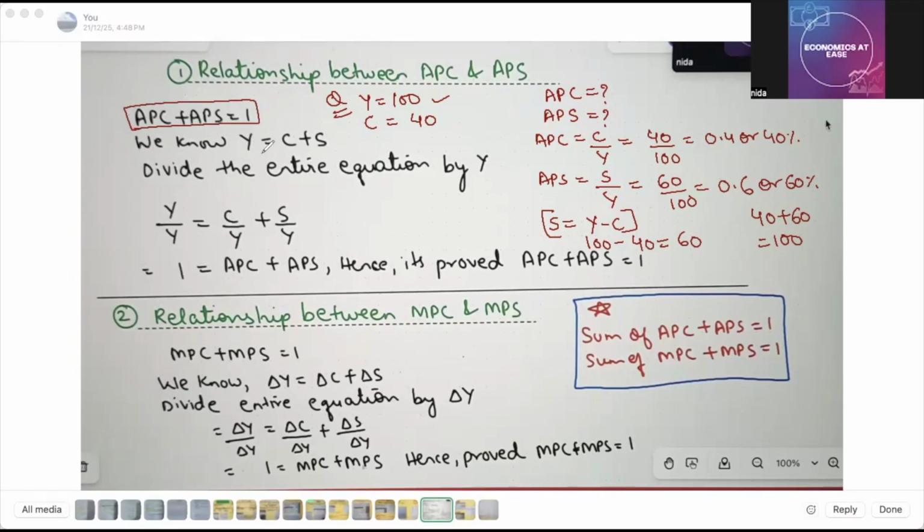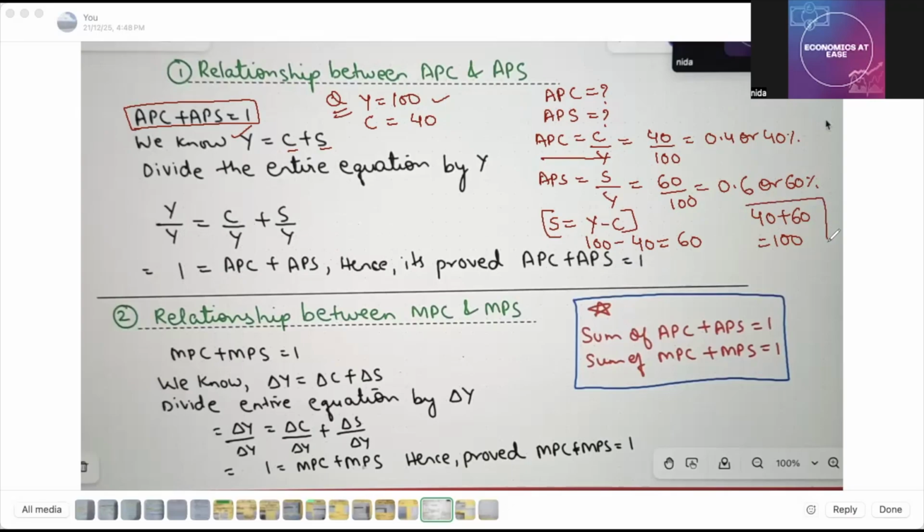Now we know that Y, that is income, is the combination of both consumption plus saving. So divide the entire equation by Y. So Y upon Y is equal to C upon Y plus S upon Y. Now Y upon Y can be 1, is equal to C upon Y. What does C upon Y mean? That is the formula for APC, right? Instead of C upon Y, I can also write APC, plus instead of writing S upon Y, I can write APS also. So hence it's proved that APC plus APS equals 1.